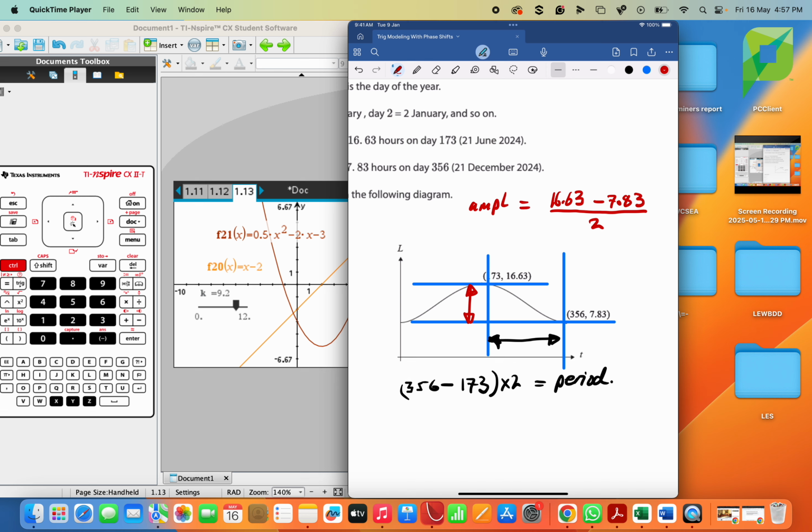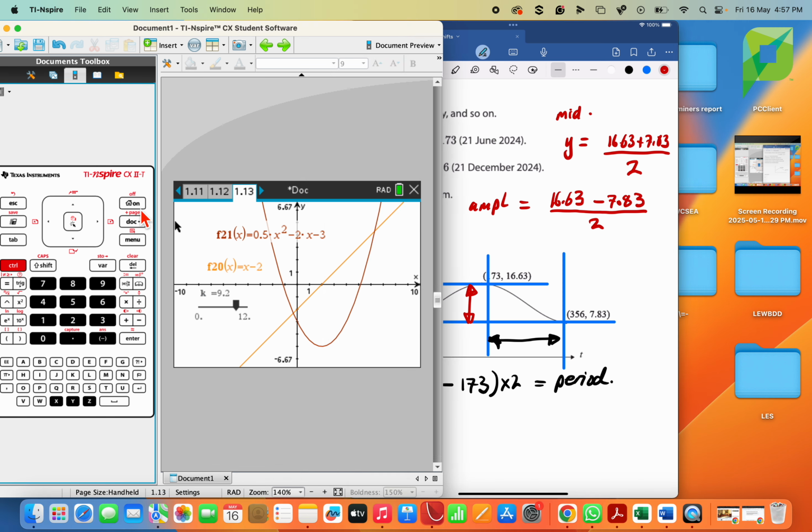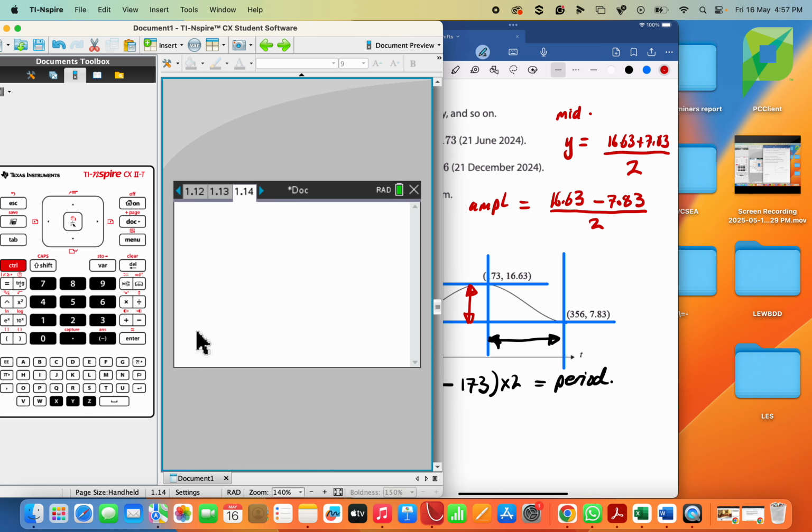And then the midpoint of those two will give us the midline, and the midline will be at y equals 16.63 plus 7.83 divided by 2. Okay, let's not hurt our brain with those calculations. Let's just get the calculator to do the heavy lifting. Let's go back to this guy here. Okay, so I'll just make a little fraction ready to receive.